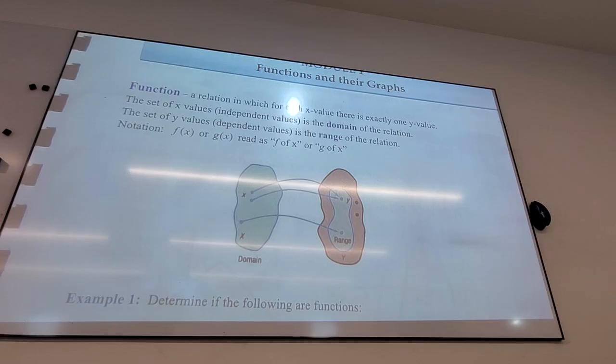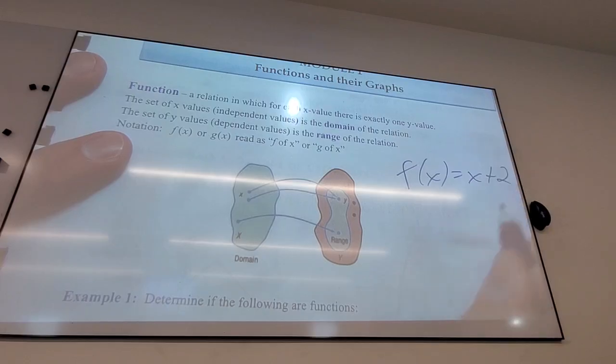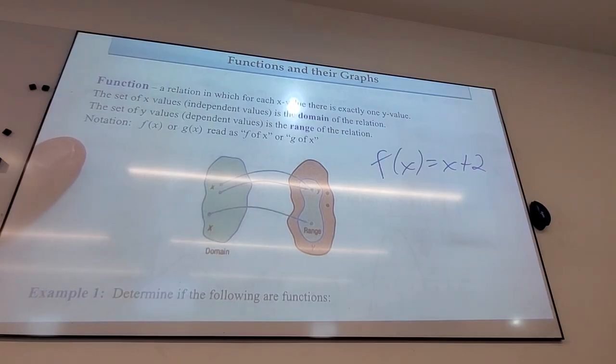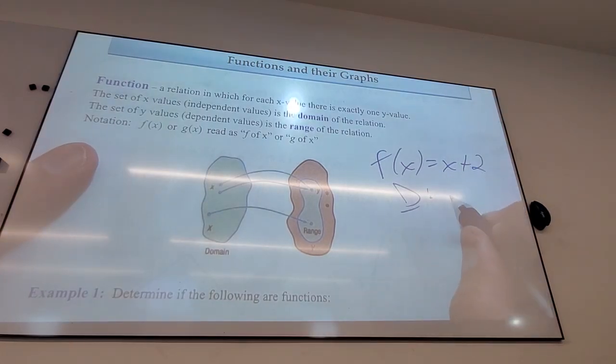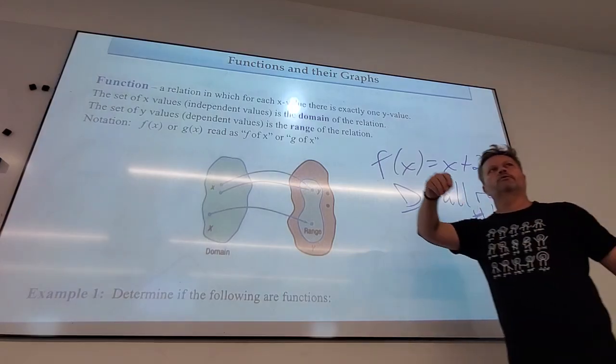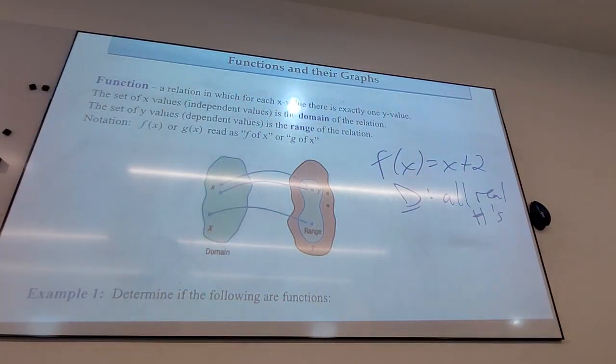The domain is the collection of all inputs that work. Domain is all the inputs that work. So for example, if my function is x plus 2, are there any inputs that would not work? No, I could plug anything in. I can add 2 to anything. So what's the domain? All real numbers. I like it. We'll talk about interval notation later. So domain is a collection of all the inputs that work. The range is a collection of all the outputs that I get.